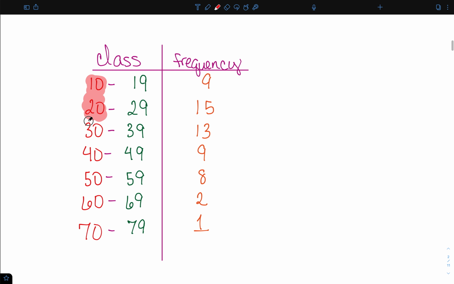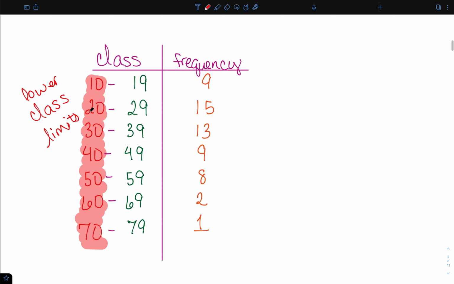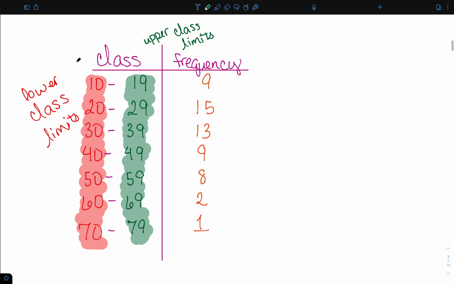These first numbers, the 10, 20, 30, 40, 50, 60, and 70, these are known as the lower class limits. They tell us the smallest value that is still allowed in the class. On the other hand, the numbers on the right, the 19, 29, 39, 49, 59, 69, and 79, these are my upper class limits. They tell us the largest number that's allowed in each class. So this first class between 10 and 19, it says the smallest number allowed is 10 and the largest number allowed is 19.